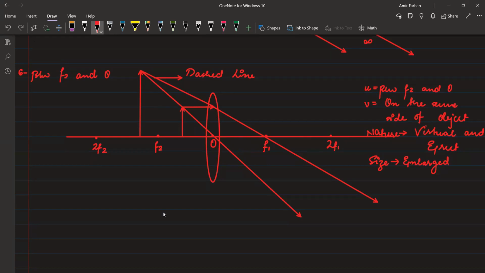So these are the 6 cases of the convex lens. Clear? That's how we draw the images using the convex lens. Next, let me paste the summary of the ray diagrams.